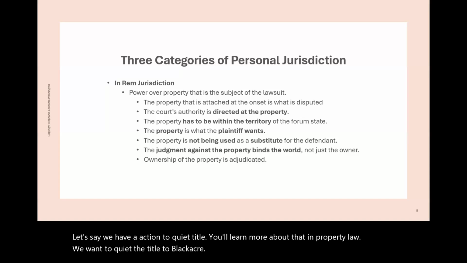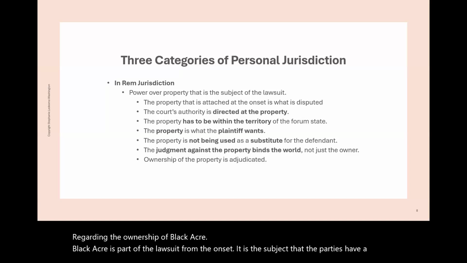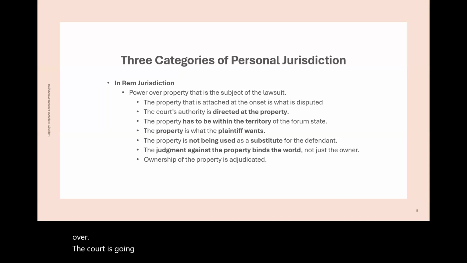A is the plaintiff and claims that Blackacre is theirs. The defendant is B, and B says Blackacre belongs to them. A sues B regarding the ownership of Blackacre. Blackacre is part of the lawsuit from the onset. It is the subject that the parties have a dispute over. The court is going to adjudicate the ownership of Blackacre.